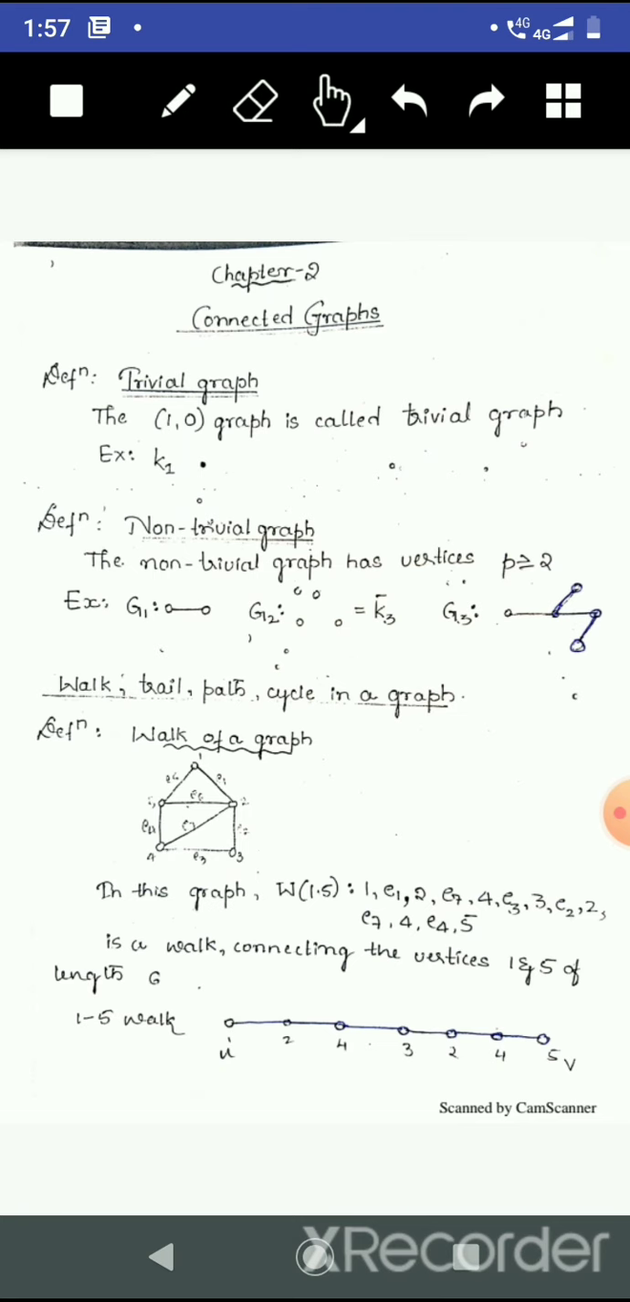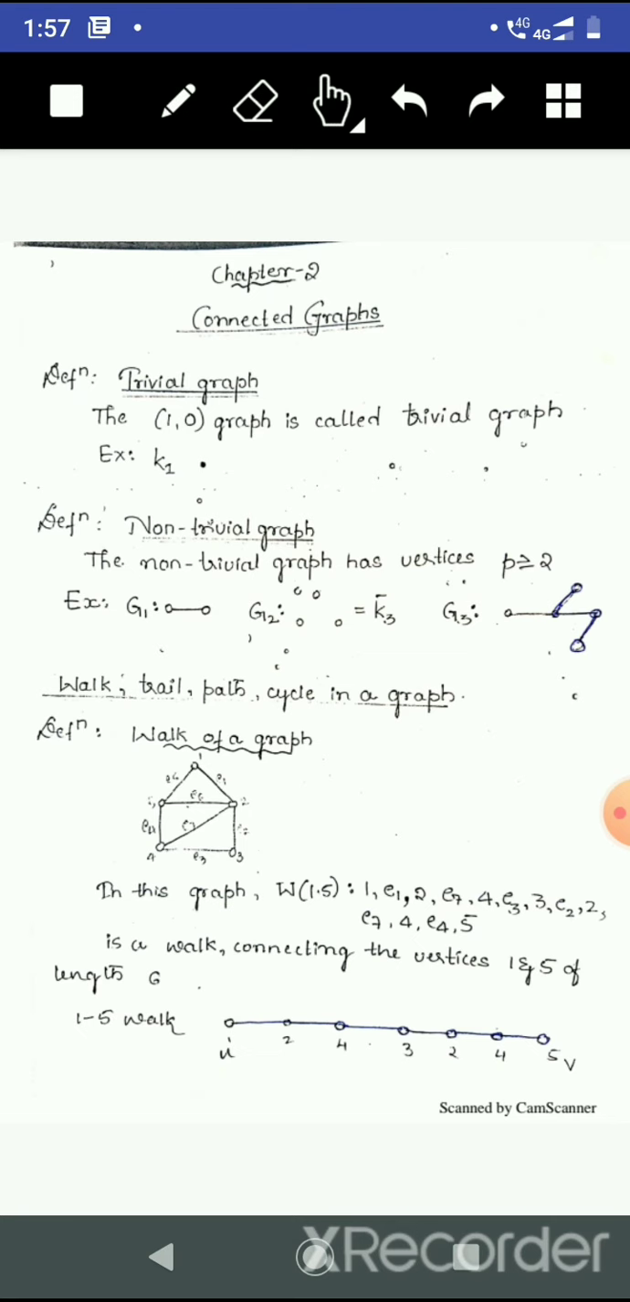Next definition, the non-trivial graph. A non-trivial graph has a number of vertices p greater than or equal to 2. P greater than or equal to 2 means the graph contains more than one vertex, that is, 2 or more vertices.